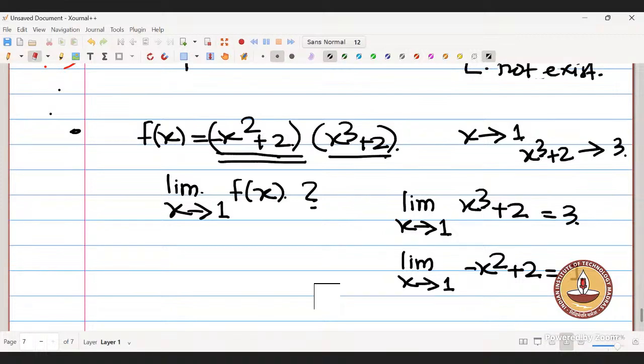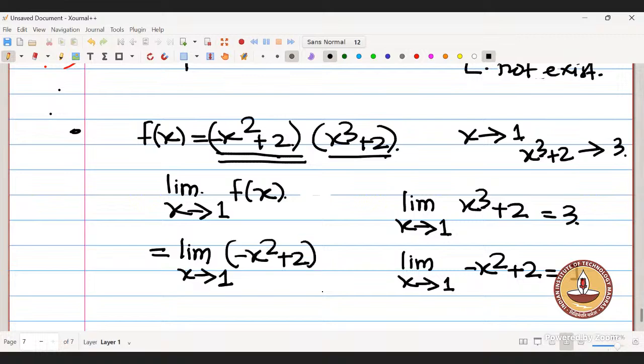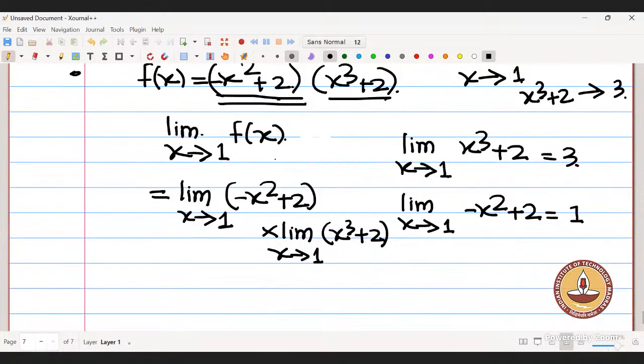Okay, sir. So now you can simply write this. Since both the limits exist, you can write this limit as a product of these two limits, right? Yes, sir. This is 3 times 1, which is 3. Yes, I'll solve it. Yeah, understood, sir.